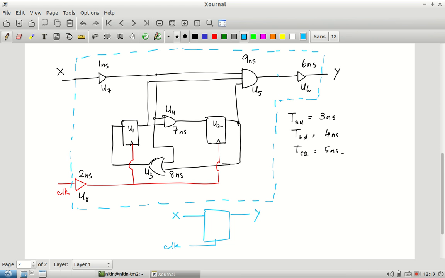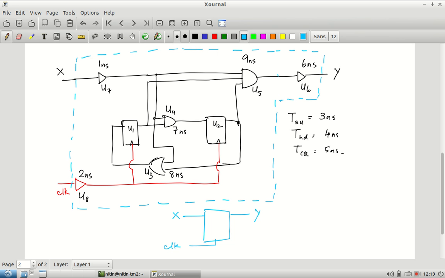I don't know how many flip-flops are there inside, I don't know what kind of circuitry is there inside. I still need to be able to say what are the timing characteristics of this entire block as a whole. Because of that, we will also need to define something called the setup time and hold time with respect to X and Y and the clock signal as it is.